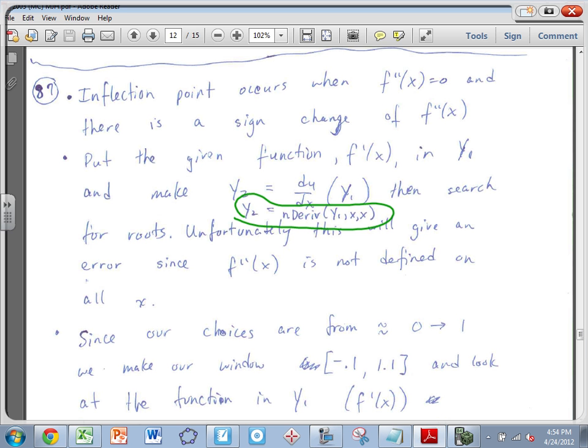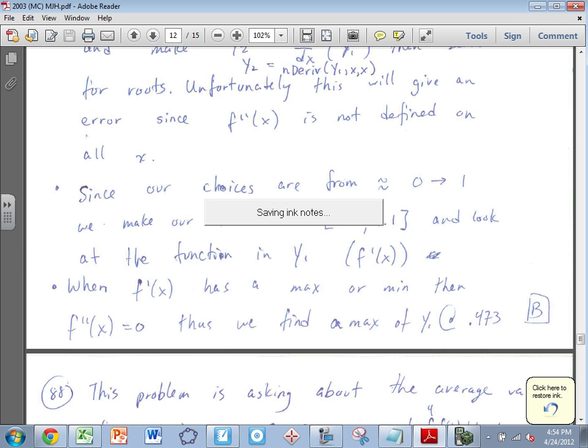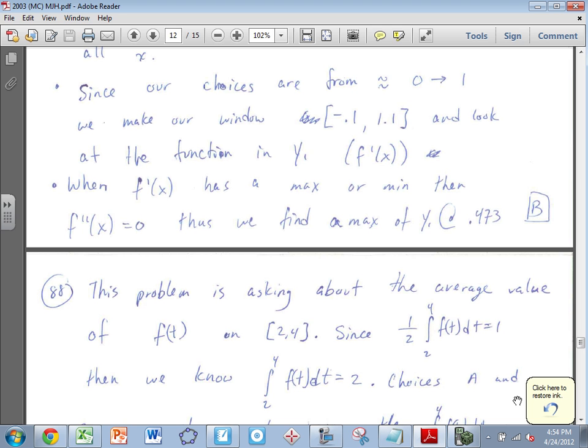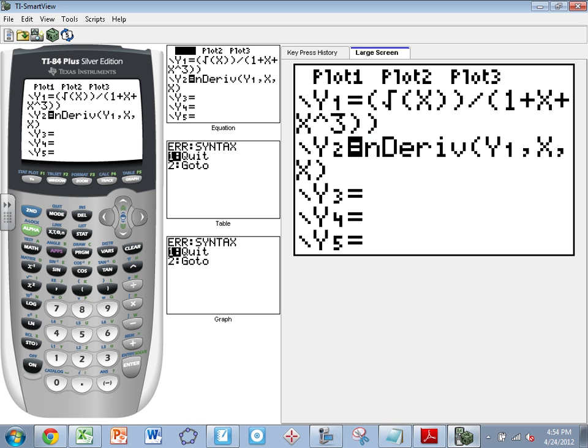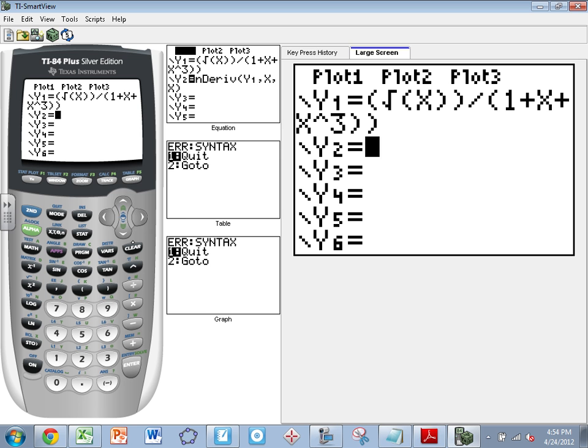Okay? Now, since all of our choices are from 0 to 1, let's make our window from like negative 0.1 to 1.1 and look at the original function, or the derivative. Okay, let's look at the derivative. Now, when the derivative has a max or a min, then the second derivative is going to be 0. And let's go through this. So let's go back to our graph, people. Go back here, delete the second one, and let's actually graph the first one.